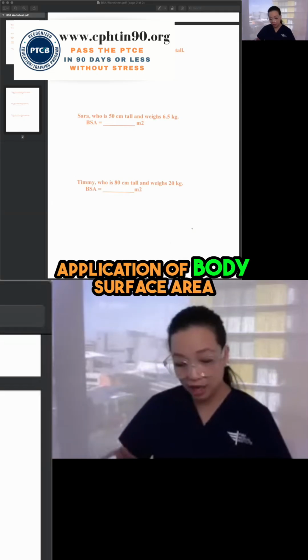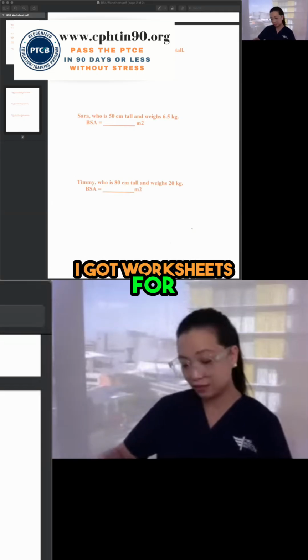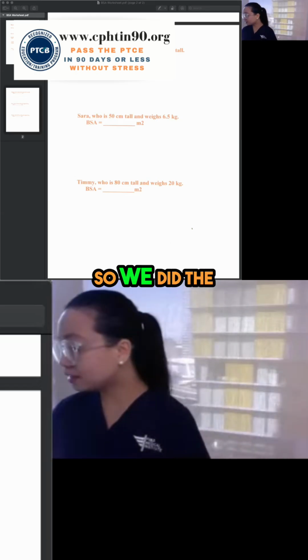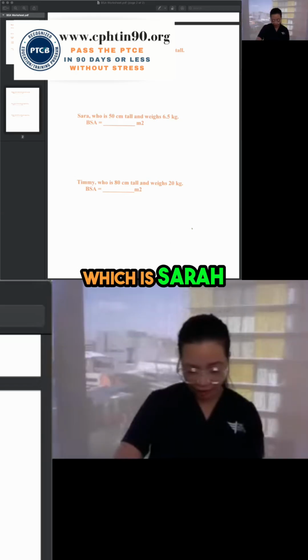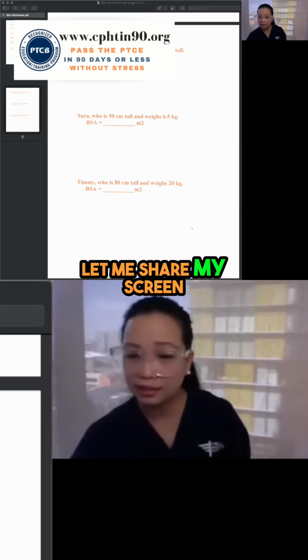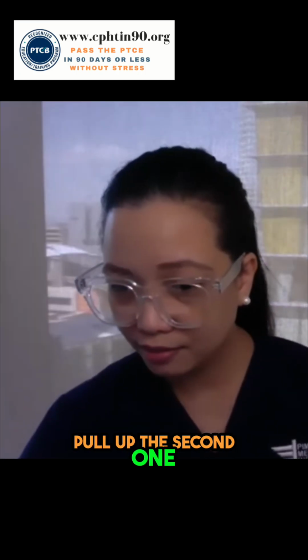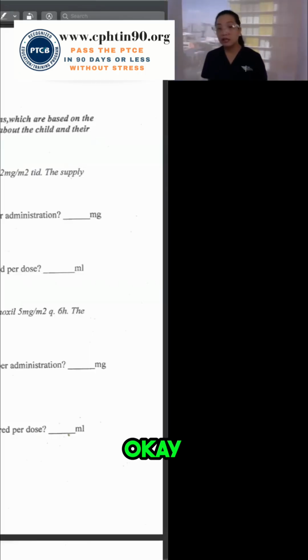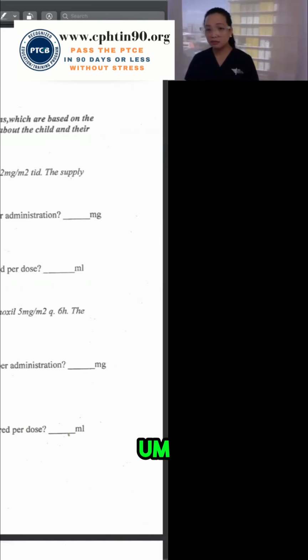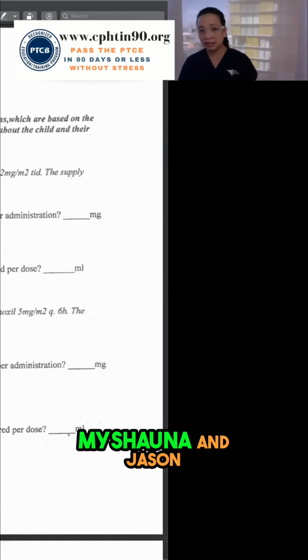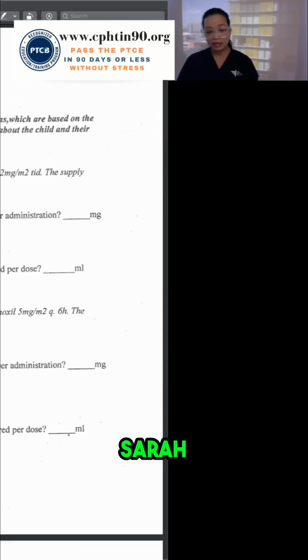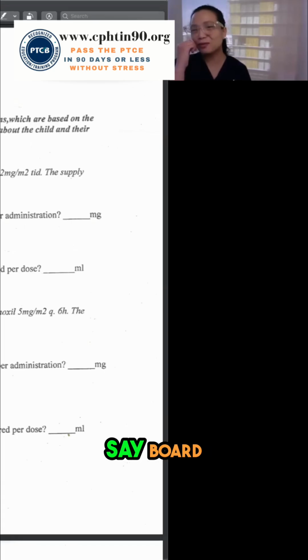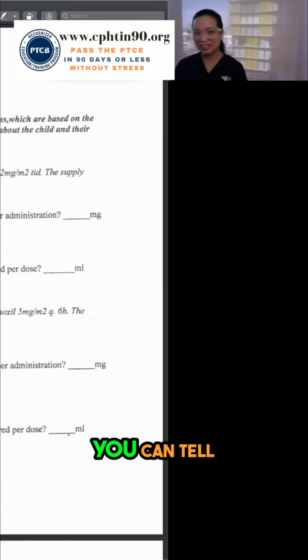Now, application of body surface area, I got worksheets for you guys, okay? So we did the first two, which is Sarah. To recap, let me share my screen. Pull up the second one. Share screen. Can you see my screen okay? Yeah, okay. So for Richard, Shauna, and Jason, Sarah, body surface area, we did this on the board last time. Pardon me when I say board, I still want to be in the classroom, you can tell.